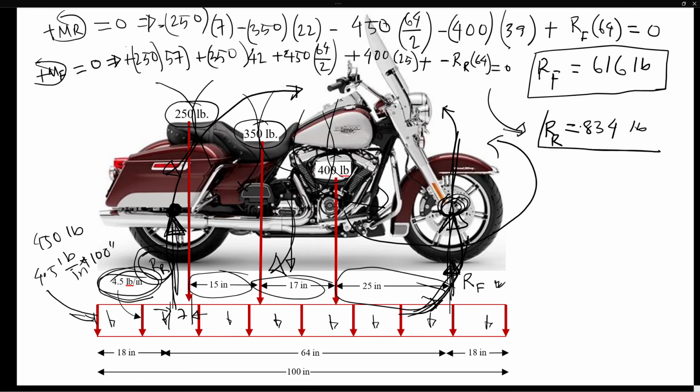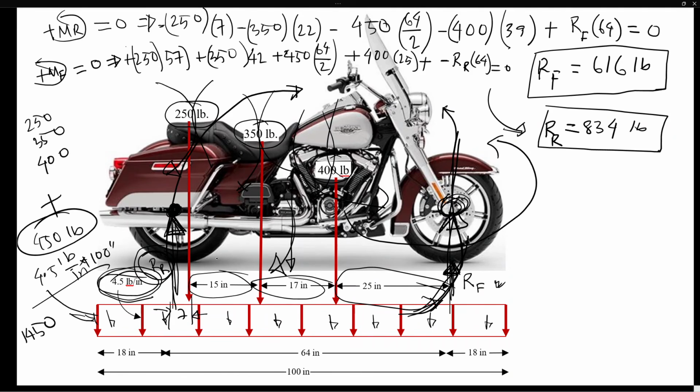Now, you also have to do a check whether you have calculated correctly or not. So the total external loading was 250, 350, 400, plus this chassis weight. So the total is 1450. So if you add these two numbers you have calculated, that should also be 1450.